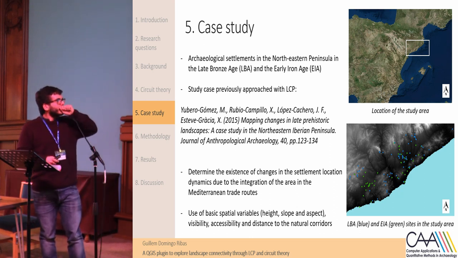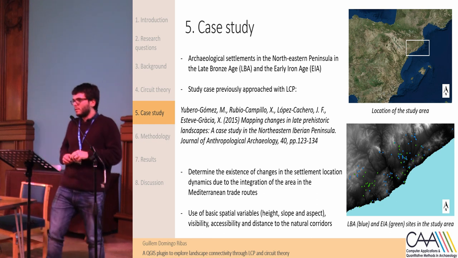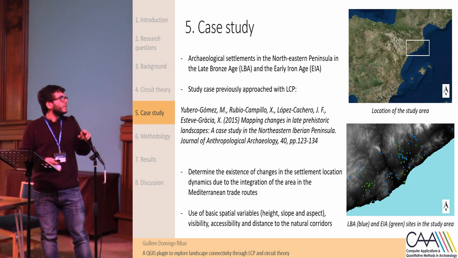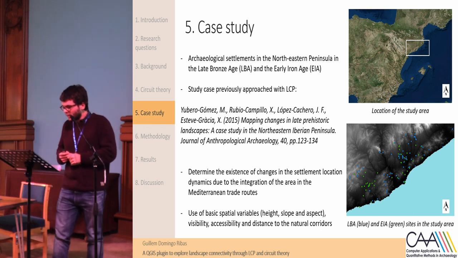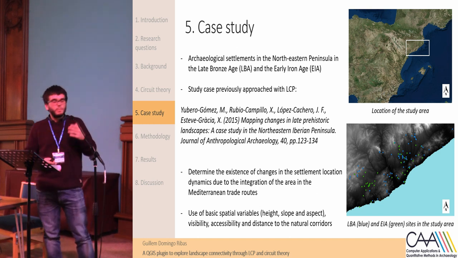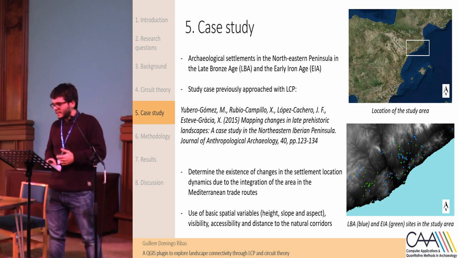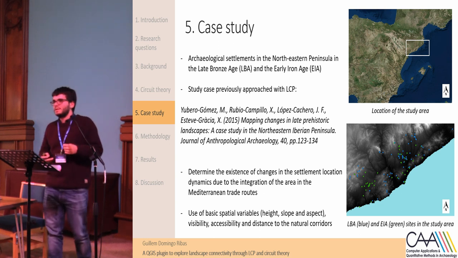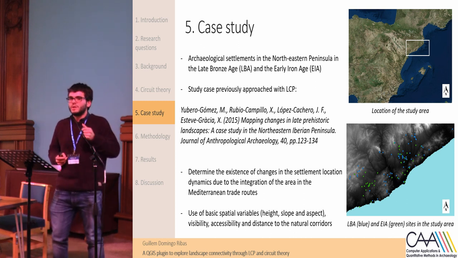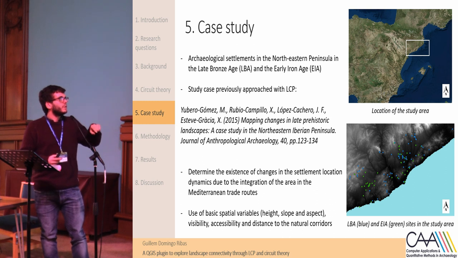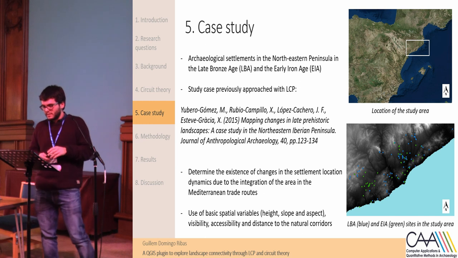So this is the case study I worked with. This is in the northeast of the Iberian Peninsula. It's of the settlement during the Late Bronze Age and the earlier Iron Age. This case study was previously analyzed with least cost path, whose results I have compared. So from basic spatial variables and visibility, accessibility, and distance to the natural routes, the changes in the settlement location dynamics were analyzed in order to check if the integration of this region in the Mediterranean trade routes in the early Iron Age implied a change in the location of the settlements.